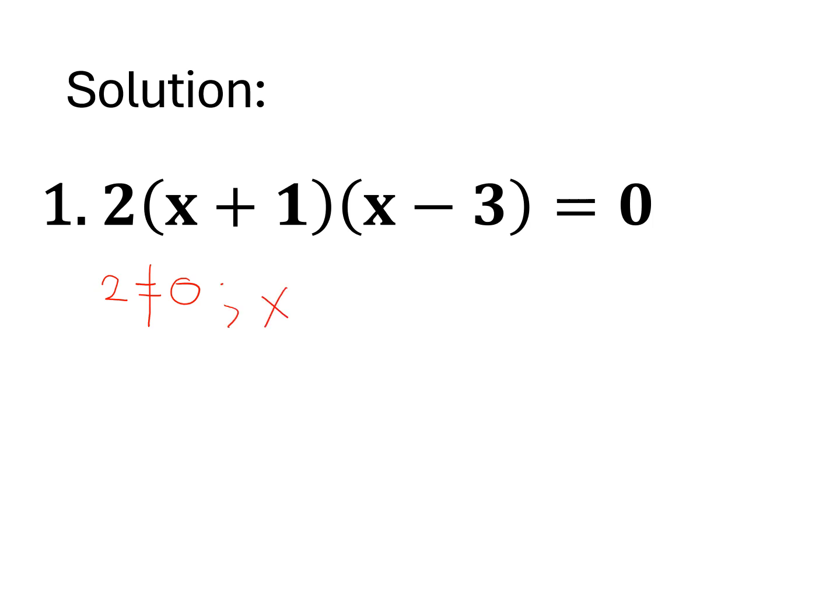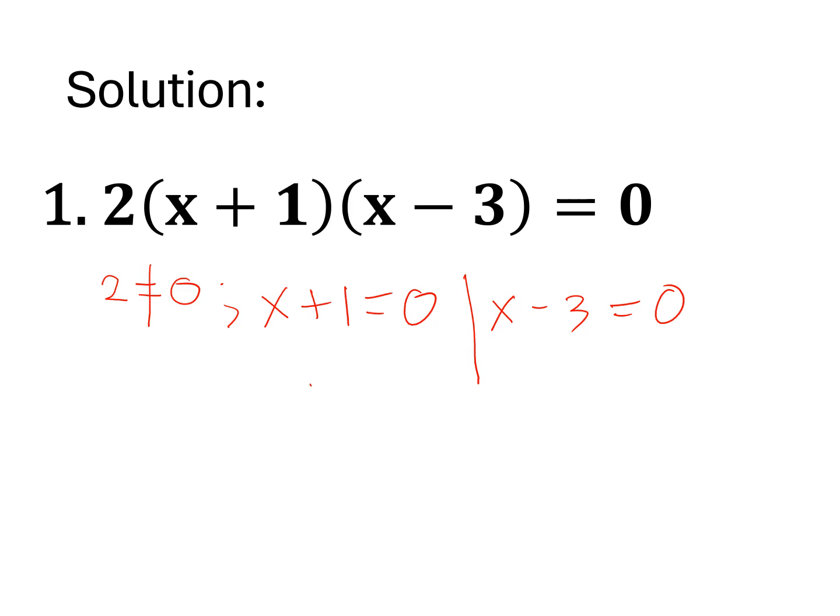So x plus 1 equals 0. Then the other factor is x minus 3 equals 0. Again, we apply the zero product property. Then step number 4 is to solve the resulting equations. So there are two equations here.